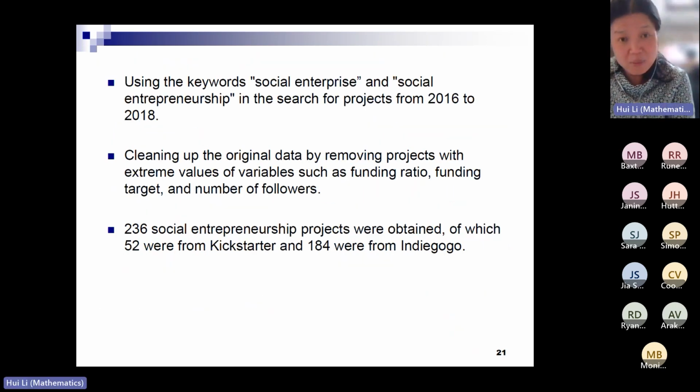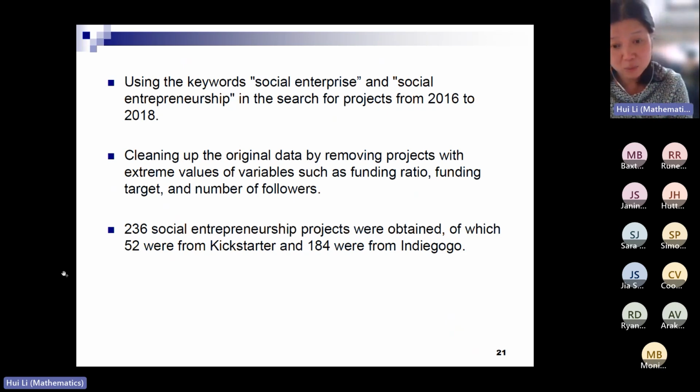For our project, we started by searching the keywords social enterprise or social entrepreneurship for projects from 2016 to 2018. After collecting the initial data, we cleaned it by removing the projects with extreme values in variables such as the funding ratio, funding targets, and number of followers. After that, we netted 236 social entrepreneurship projects, of which 52 are from Kickstarter and 184 from Indiegogo.